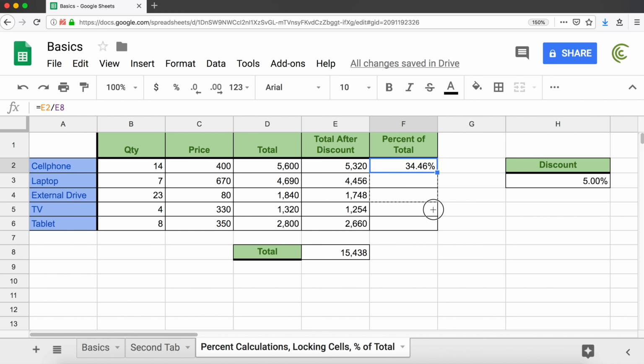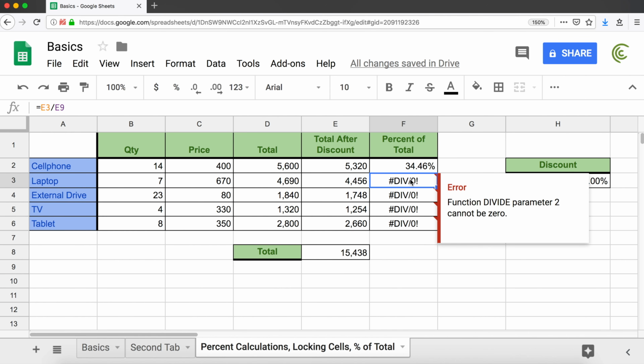Now again, I want to drag this down and see how much are all of these in that grand total. And see, I'm getting this division by 0 error.